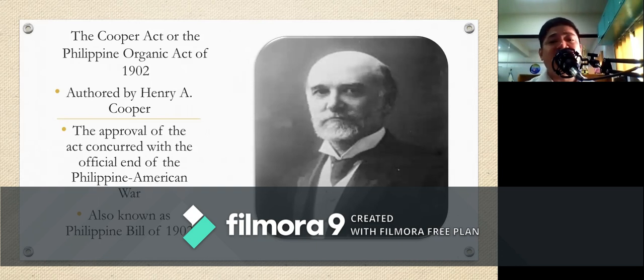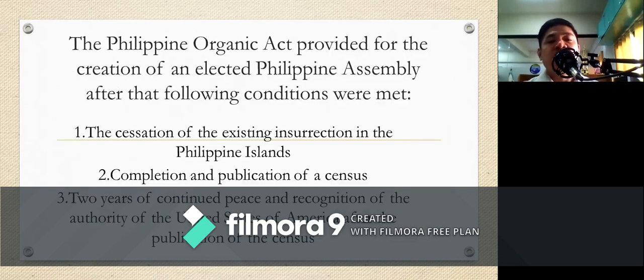The Philippine Organic Act provided for the creation of an elected Philippine Assembly after the following conditions were met. First, the cessation of the existing insurrection in the Philippine Islands. Number 2 is the completion and publication of the census. And the third one is 2 years of continued peace and recognition of the authority of the United States of America after the publication of the census.